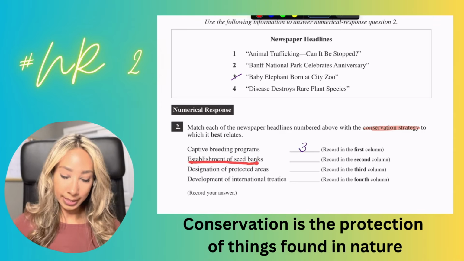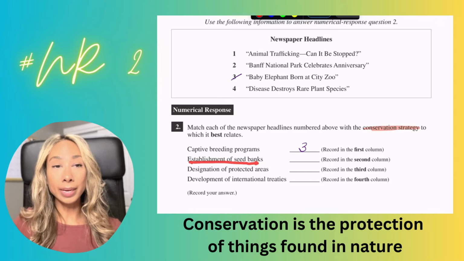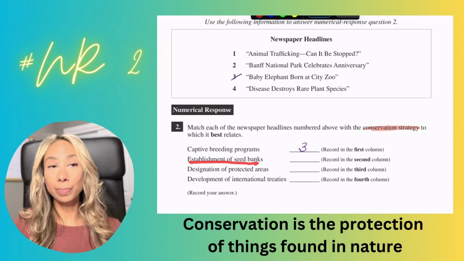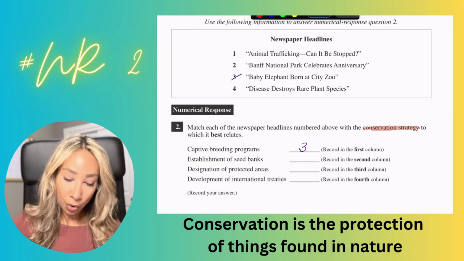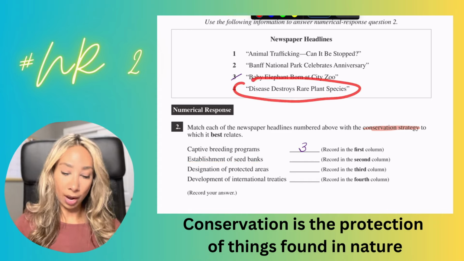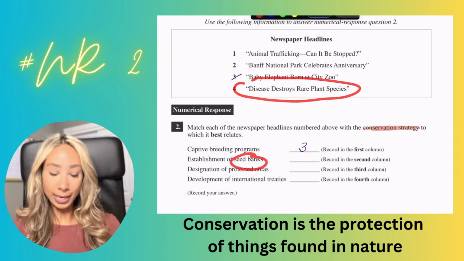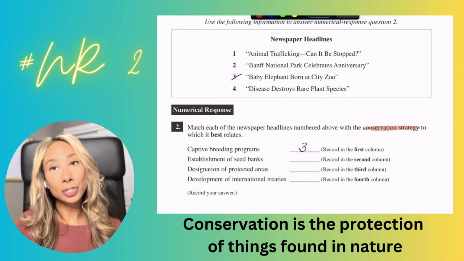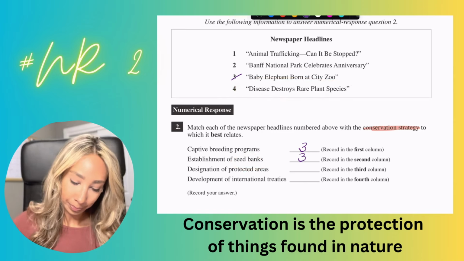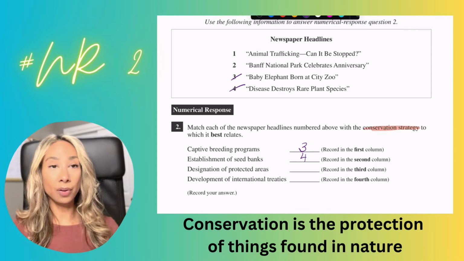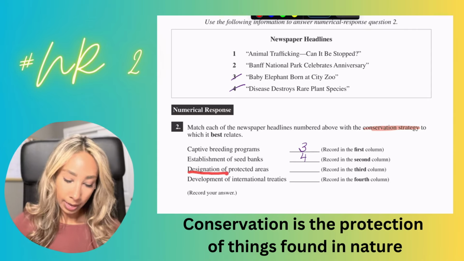Our second option says establishment of seed banks. So seed banks are basically special seeds that are saved in case a plant is destroyed, so we have the seeds to bring them back and let them continue to thrive on Earth. For that one, there's only one real option that talks about plants. If a disease destroys a rare plant, we've got our seed banks to make sure the plant isn't actually destroyed. So we can now eliminate options 3 and 4.